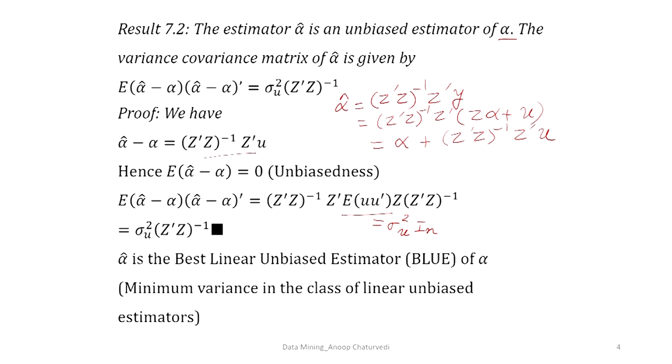In fact, alpha hat is the best linear unbiased estimator. Notice that the expression for alpha hat is (z transpose z) inverse z transpose y, and you can write it as c y, where c is the matrix (z transpose z) inverse z transpose. So, alpha hat is a linear function of y. That is why it is called the linear estimator, and then it is unbiased also. So, it is a linear unbiased estimator. Of course, I have not proved the BLUE property of alpha hat here, but it can be verified that in the class of linear unbiased estimators, alpha hat is the best in the sense that it has minimum variance.